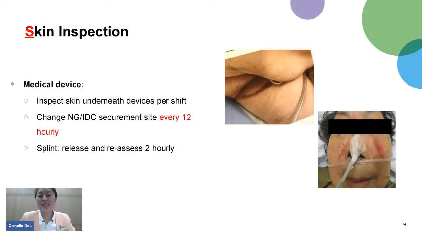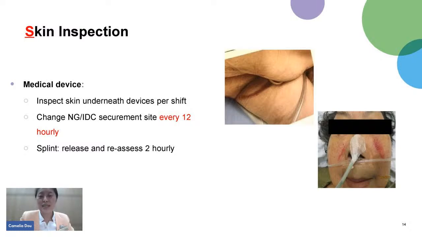So after this under skin inspection, we also need to check the device part, especially for patients with an NG tube. I know we are changing the micropore tape almost daily, but make sure we secure it so the NG tube is not touching the mucosa layer, the upper wall of the nose. A lot of times patients tend to develop device-related pressure injury on the nasal side. Even the urine catheter should not be secured too tight.